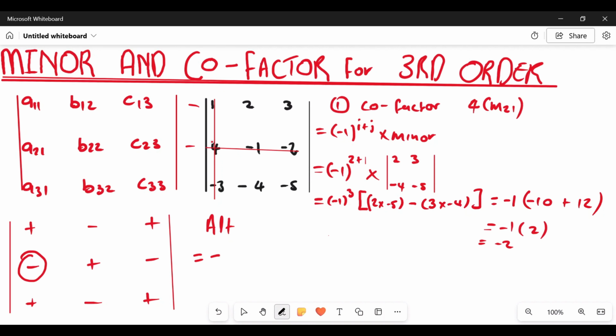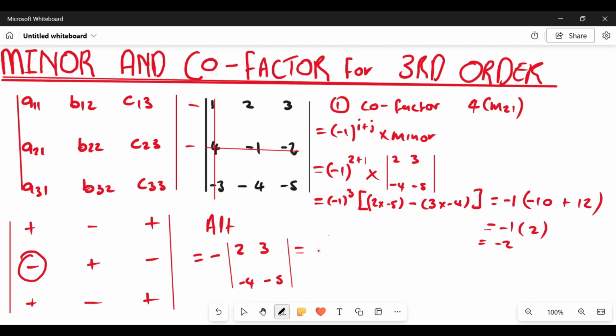Remember, this doesn't change. You're still going to scratch the first column and the second row so that you can have your minor. So you multiply the square matrix that is left there with our sign. So the square matrix is 2, 3, -4, and -5. And then you calculate the determinant.